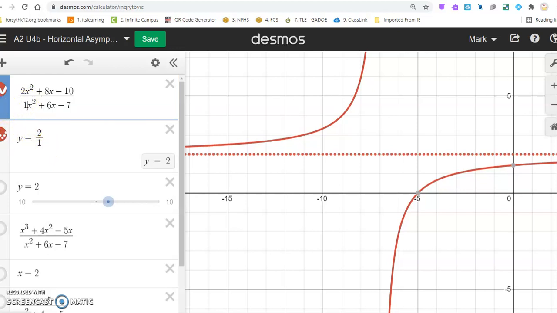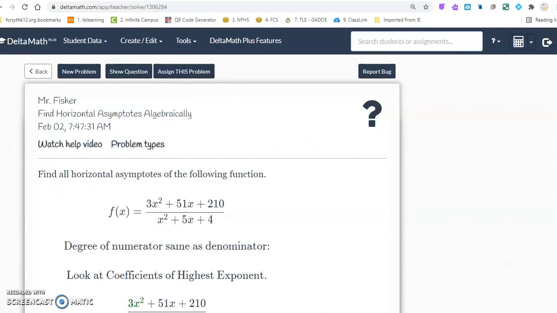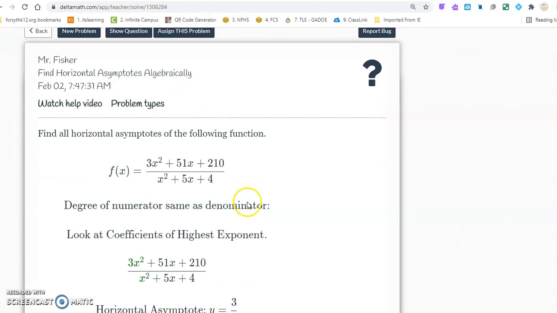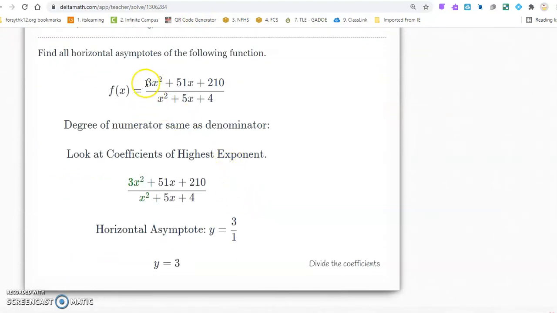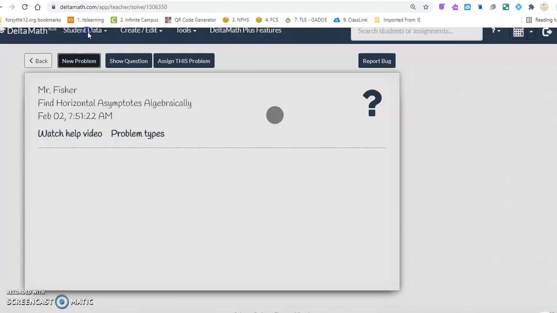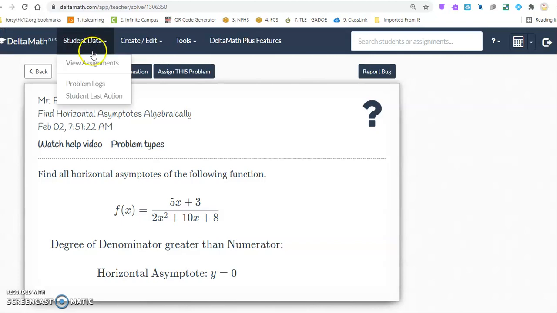Now I didn't have to say 2 over 1. In fact, I'm going to take that one off, and I just want to show you, see that blue line? It's just y equals 2. So I'm going to hop back over here to Delta Math, and I want to show you this one. So here's an example of what you would see. 3x squared, blah, blah, blah, over x squared. See how the degrees are the same, the x squared and the x squared? Well, the leading coefficients are 3 over 1, so the horizontal asymptote is 3 over 1, or 3.